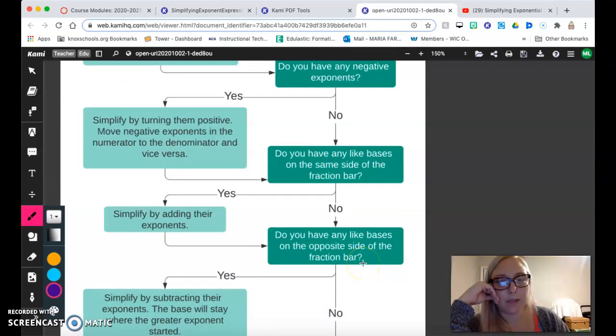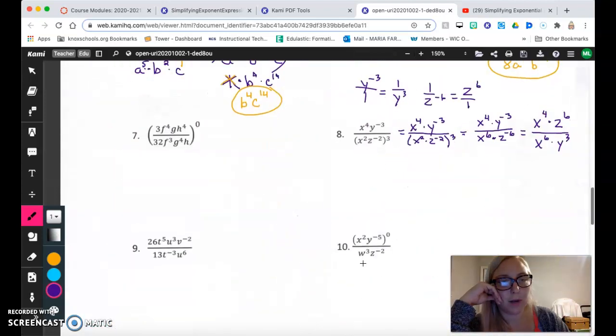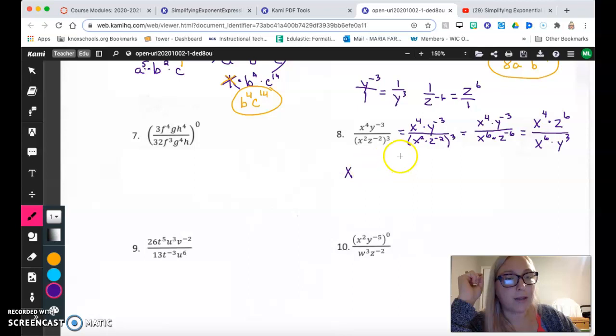Do we have like bases on the opposite side of the fraction bar? And we do. We have an x here and an x here, and our flowchart says we need to use our quotient rule by subtracting those exponents. So x to the fourth divided by x to the sixth, that means you keep the base, x, and then subtract those exponents.